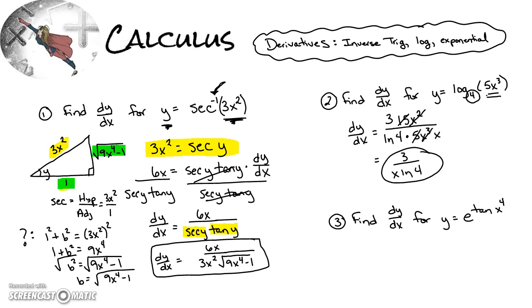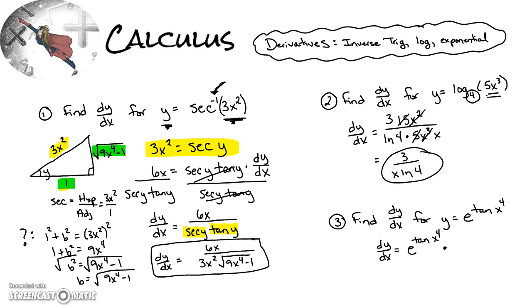Now, we have an exponential problem. So dy dx, when we have an e in the derivative, you have exactly the same e again. So e to the tangent of x to the 4th. Then you have to multiply by the derivative of the power.